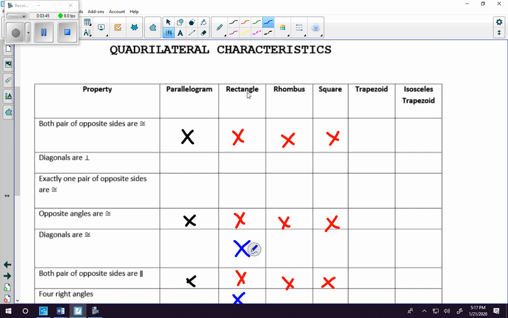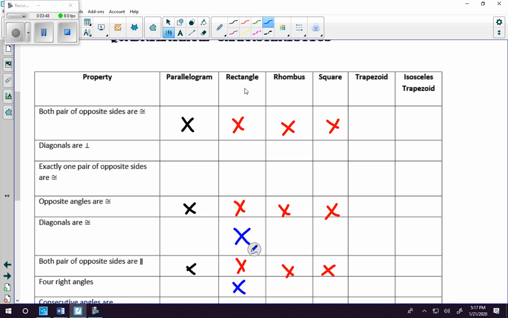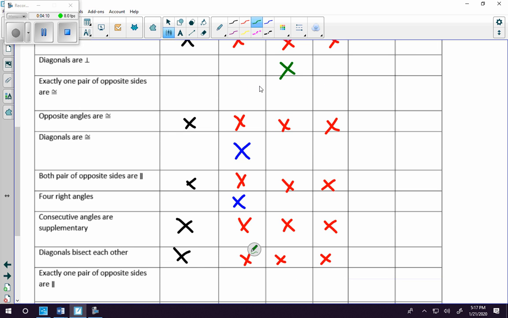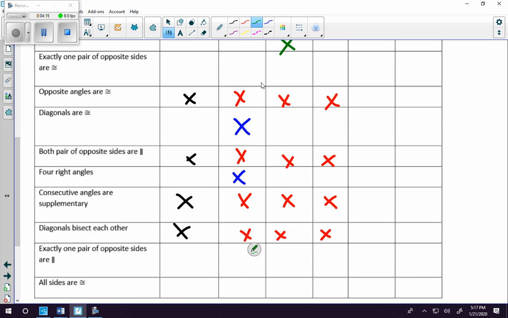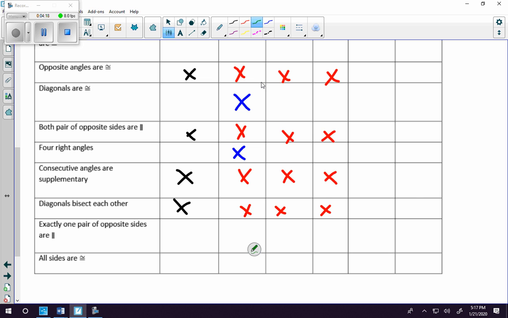Moving on to the boxes we haven't checked yet. Excuse me, rhombus. So let's look at rhombus. Are the diagonals perpendicular? Yes. Is there exactly one pair of opposite sides congruent? No. Are the diagonals congruent in a rhombus? No. Are there four right angles in a rhombus? No. Are consecutive angles supplementary? Oh, we already have that one marked. The next unmarked underneath rhombus, is there exactly one pair of opposite sides parallel? No. Are all sides congruent in a rhombus? Yes. So for rhombus, we need to mark that one.